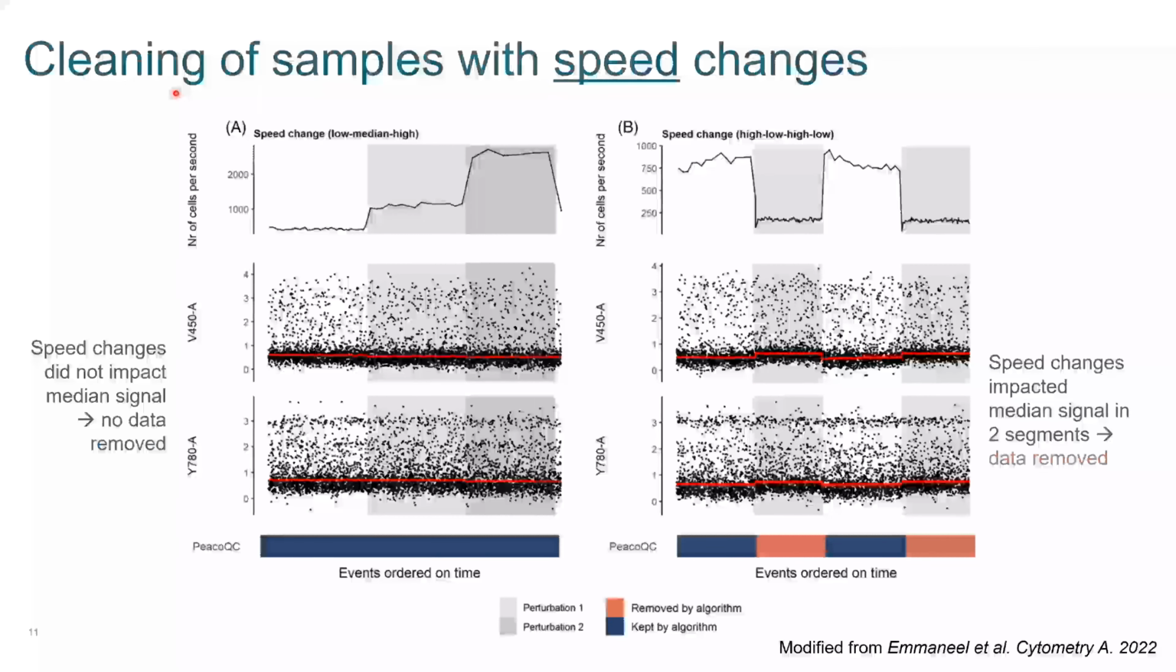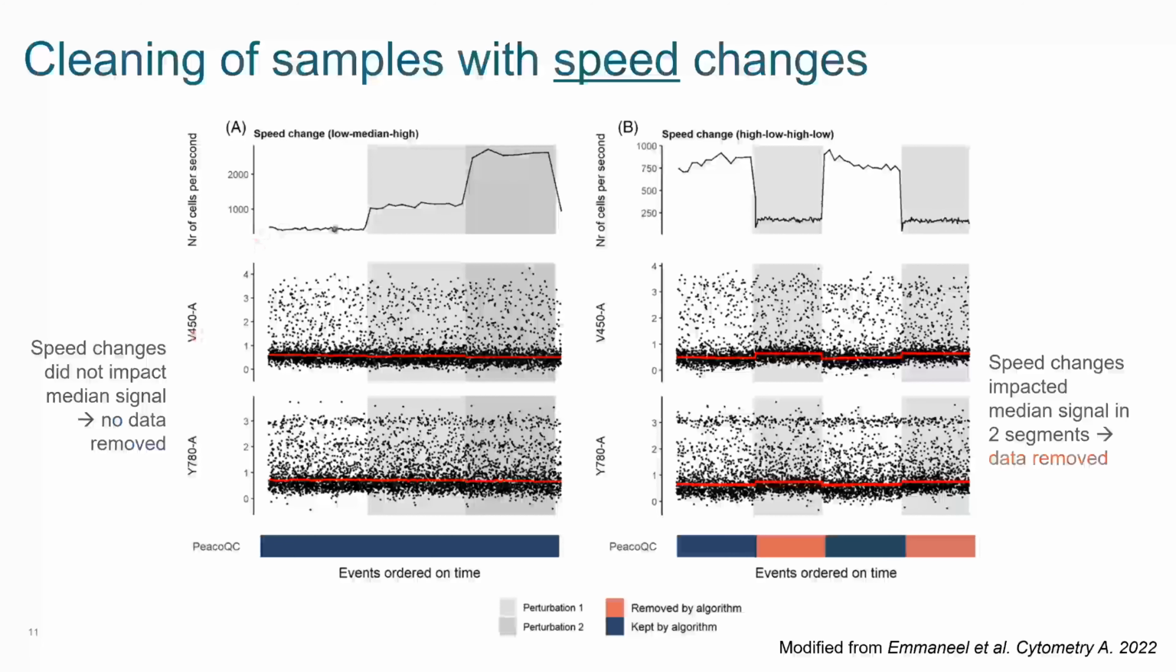All right, so how does this tool perform, right? So these are actually some plots from the publication that describe this tool. Okay, so first we're looking at cleaning of samples with speed changes, right? So here's one sample where we have some speed changes that were introduced in 2 segments, right? We go from low to medium to high.